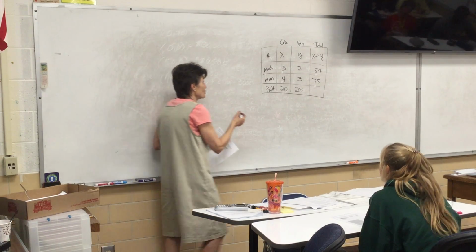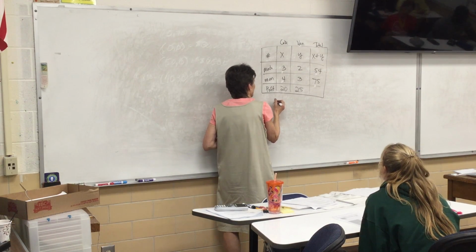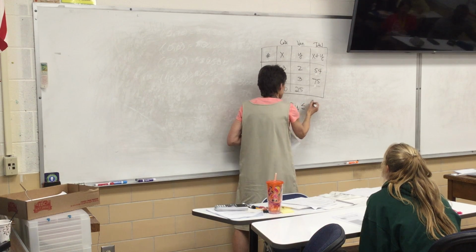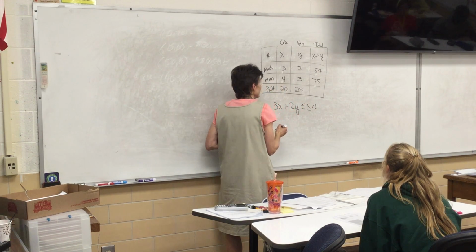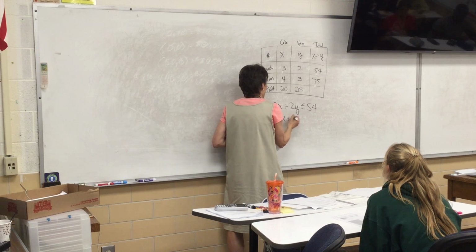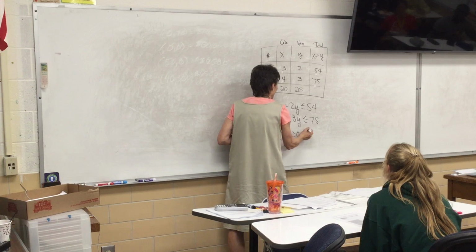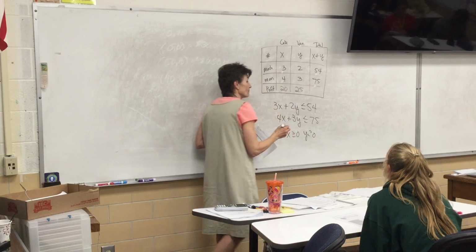So what will my constraints be? 3x plus 2y is less than or equal to 54. 4x plus 3y is less than or equal to 75. And of course, x and y are both positive.